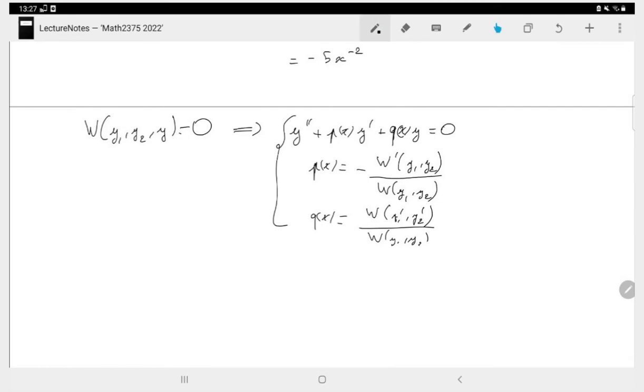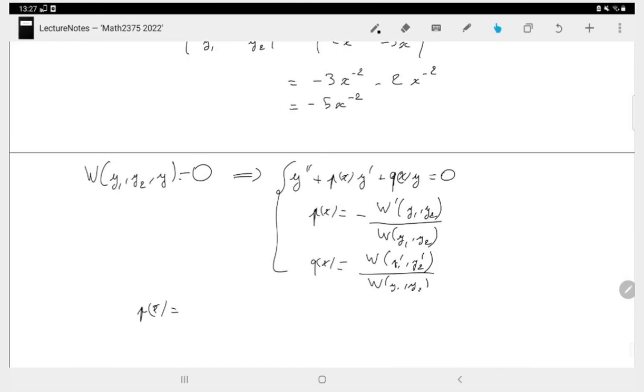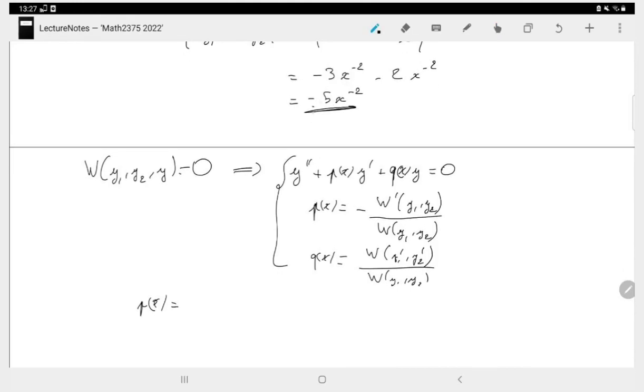So let's do this. So p of x, then here for our function, remember that our Wronskian is written minus 5x to the minus 2. So p of x is minus w prime, so that's 10x to the minus 3 divided by the Wronskian, which is 5x to the minus 2. And so what we get here is 2 divided by x. So that's our p of x.